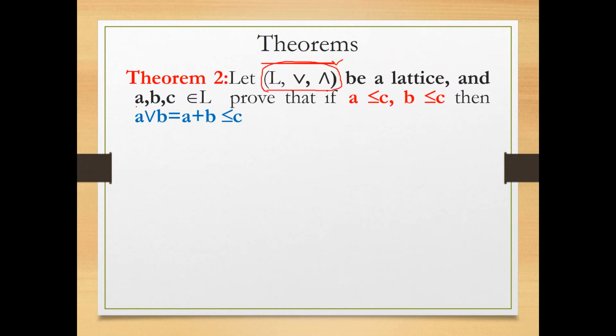Be a lattice and A, B, C belong to L. Prove that if A is less than or equal to C and B is less than or equal to C.